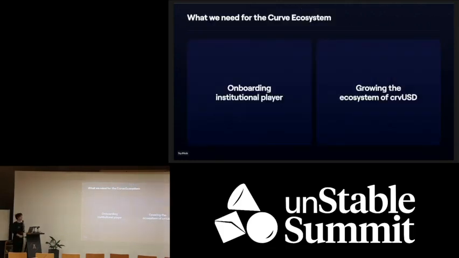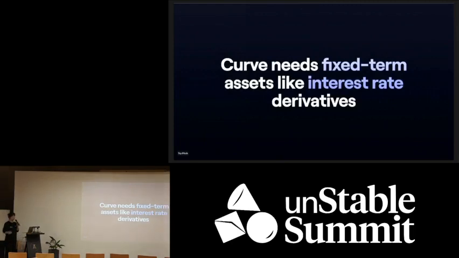Then what we thought that we need in the Curve ecosystem was two things. One is more long term, which is onboarding institutional players. That's what most DeFi folks are aiming at right now. And also the short term target is growing the ecosystem of crvUSD. That's the kind of thing that we wanted to contribute, that we wanted to give impact to. And that's the motivation of our Napier Finance.